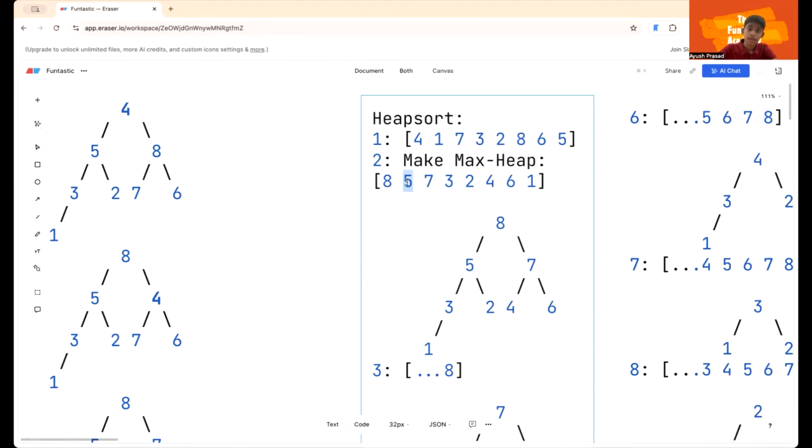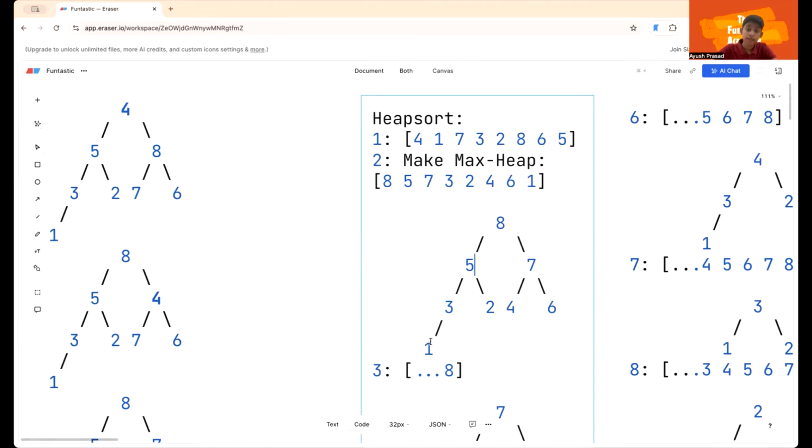We can find the parent of 5 by dividing the index by 2 and rounding down. This gives us 1, and the parent of 5 is the first number. Similarly, we multiply 2 by 2 to get the child of 5, which is 3. To find the other child, we just add 1. We get the next number after 3, which is 2.